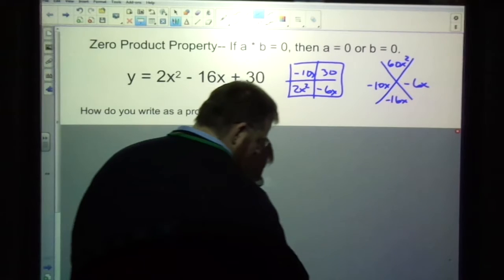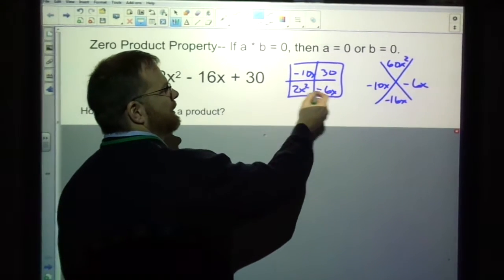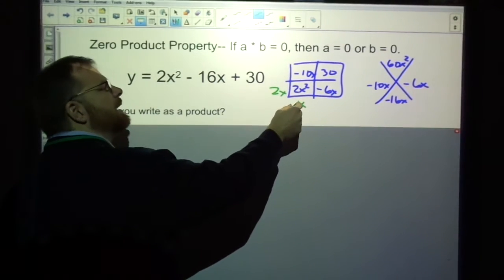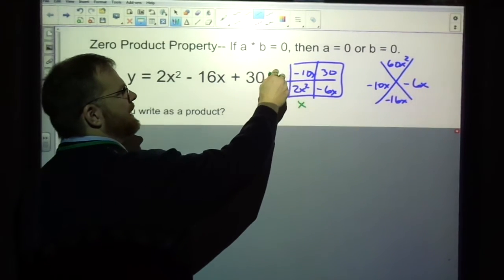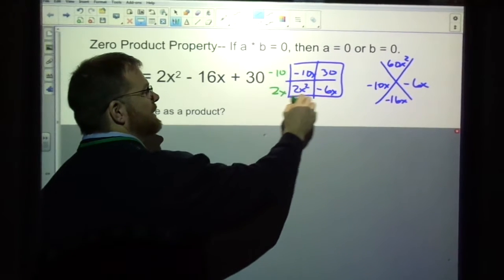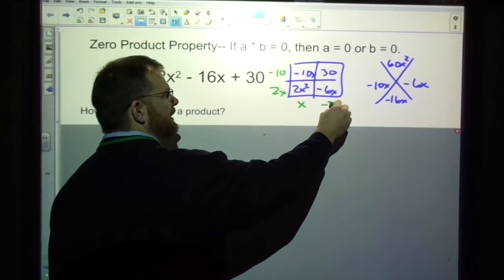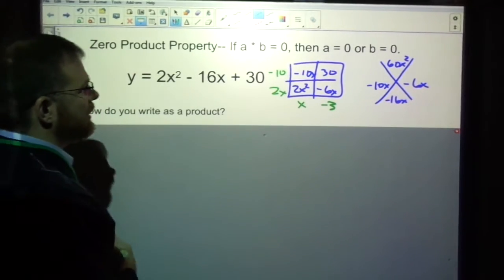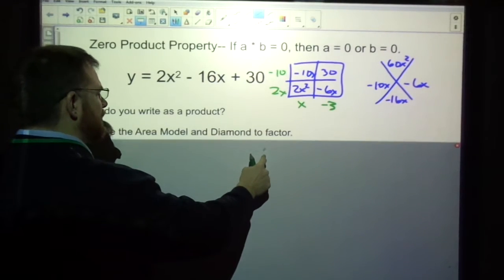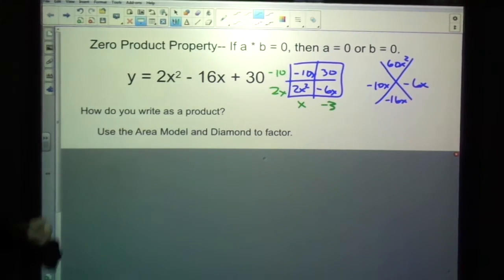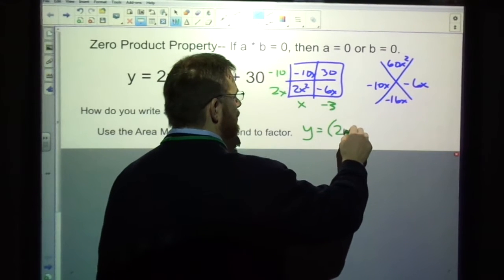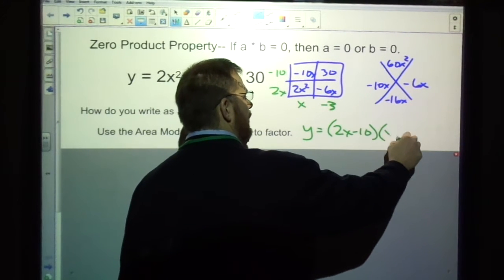Now from here, I'll find the greatest common factors. Let's pull out a 2x and an x. That makes my 2x squared. Then I need something to multiply here to make negative 10x. I think that's going to be negative 10. Something here to make negative 6x is negative 3. And check it, do these multiply to be 30? Yes, they do. Good. So I need to use the area model and the diamond to factor, so that my factored form now is going to be 2x minus 10 and 1x minus 3.